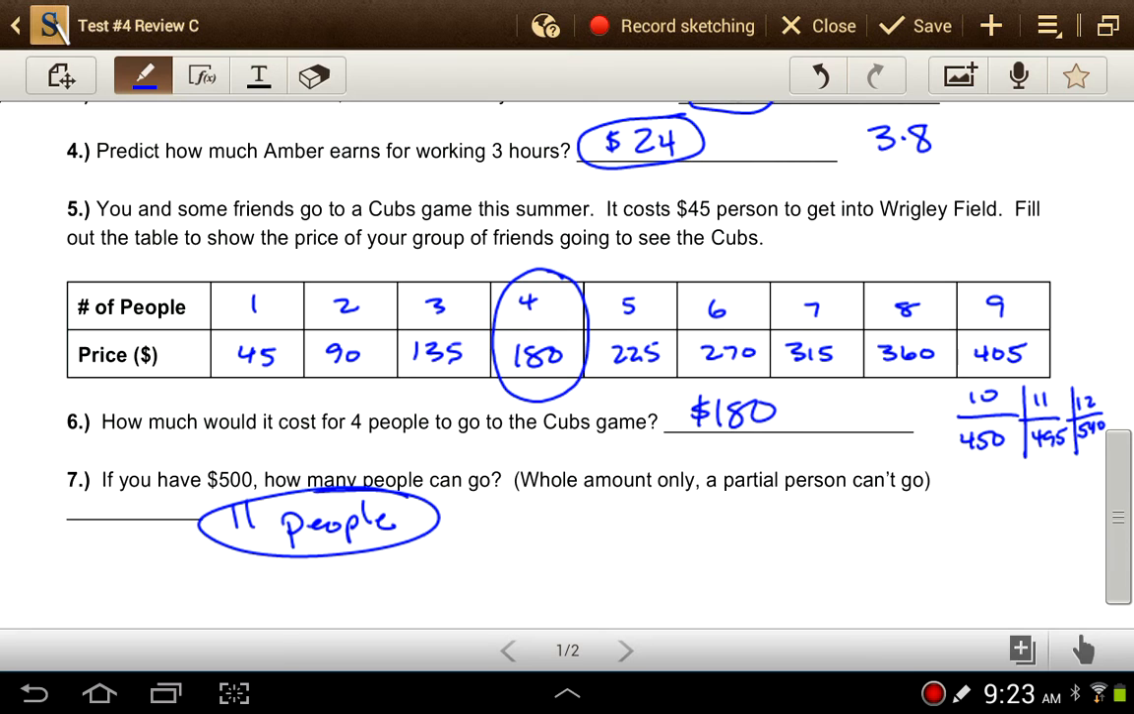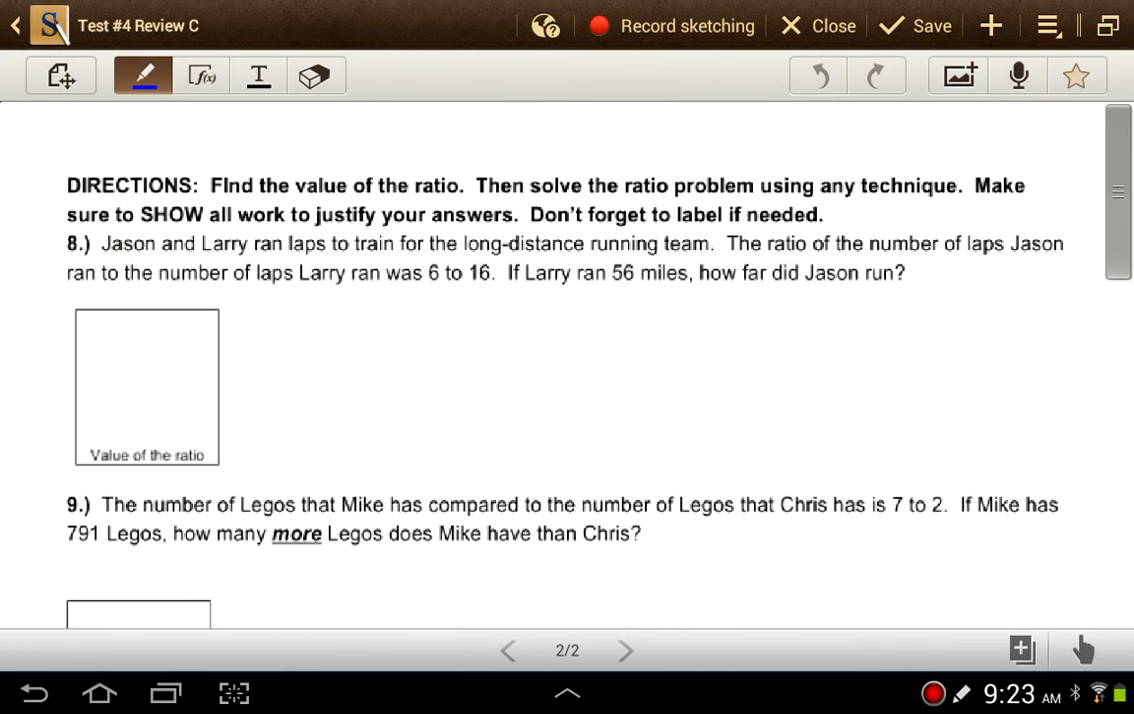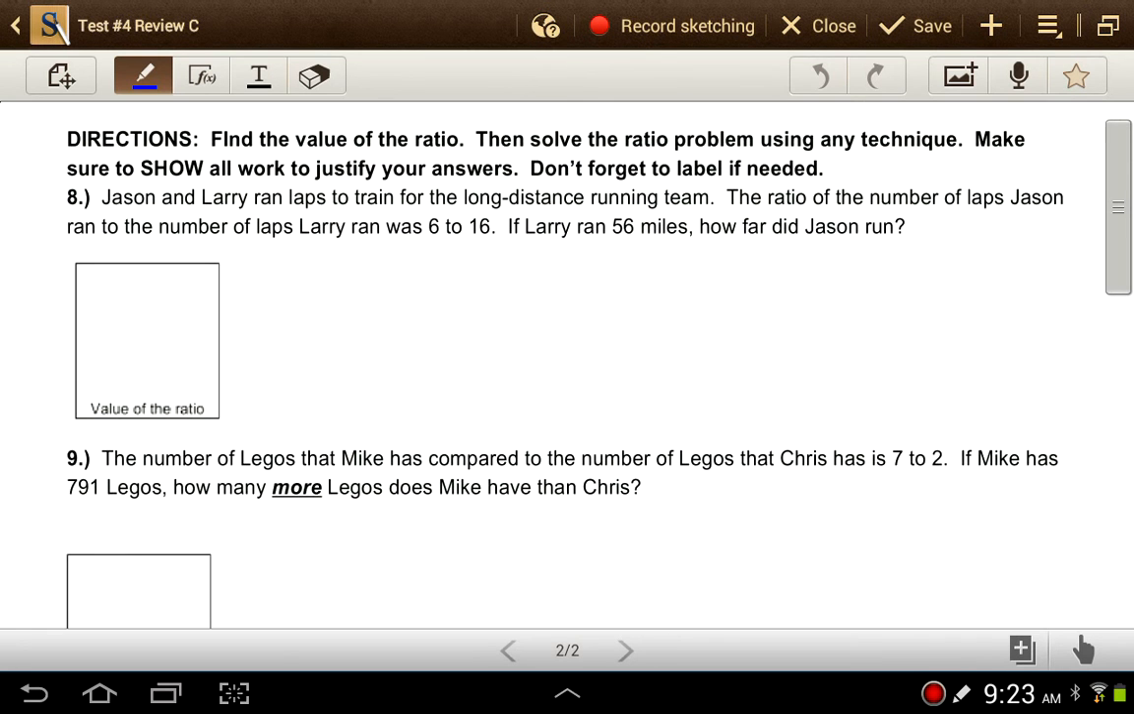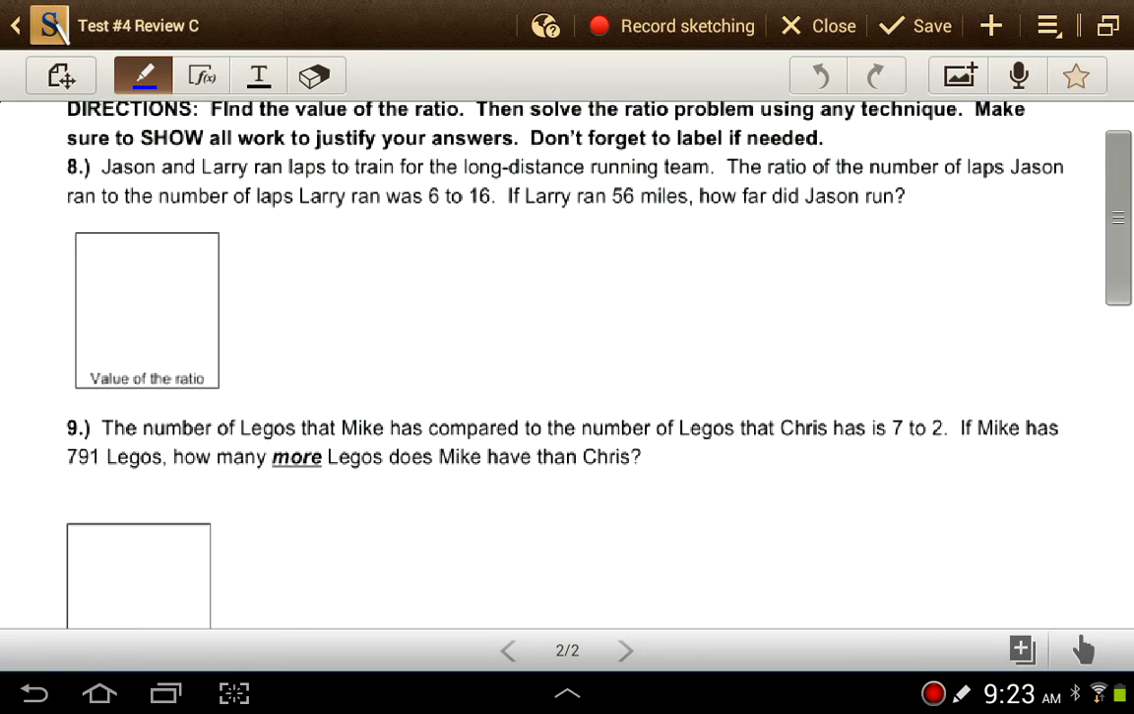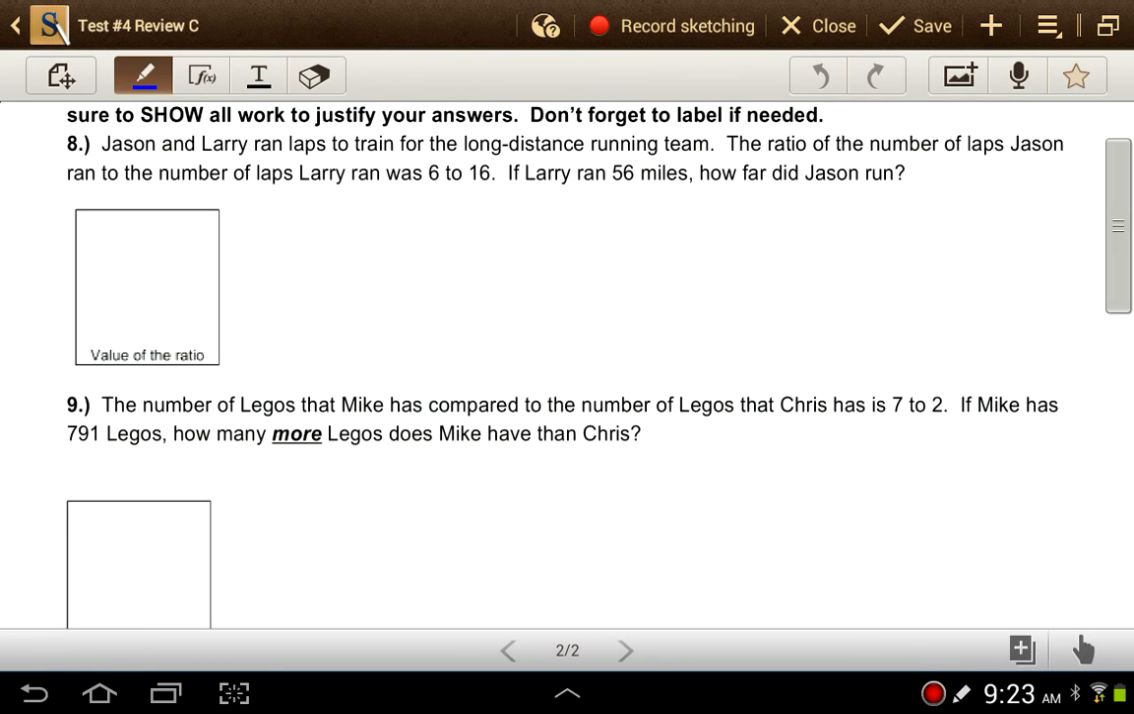Okay, all right. I'm going to move on to the next page. So if you need to watch any of that again, go ahead. Alright, on the next page we got our word problems. Notice I want you to find the value of the ratio for each problem and then solve it using any technique that you want. Okay, the first one, we're running long distance.